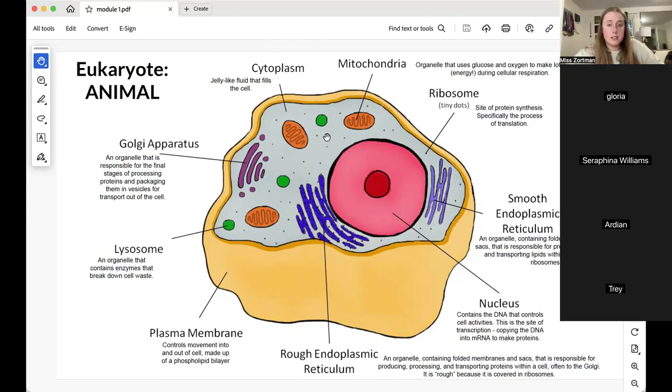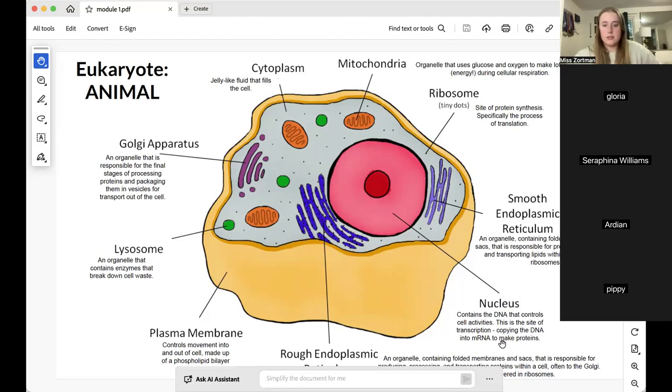Cytoplasm is just the gel on the inside. Mitochondria, powerhouse of the cell. We'll talk about that one again when we get to cellular respiration. Ribosome, that's where proteins are synthesized, as I already mentioned with prokaryotes. The ER, I would just know smooth and rough ER are the two different classifications. The difference is that the rough ER has ribosomes, the smooth ER does not. The rough ER is usually more associated with proteins. The smooth ER is usually more associated with lipids and carbohydrates.